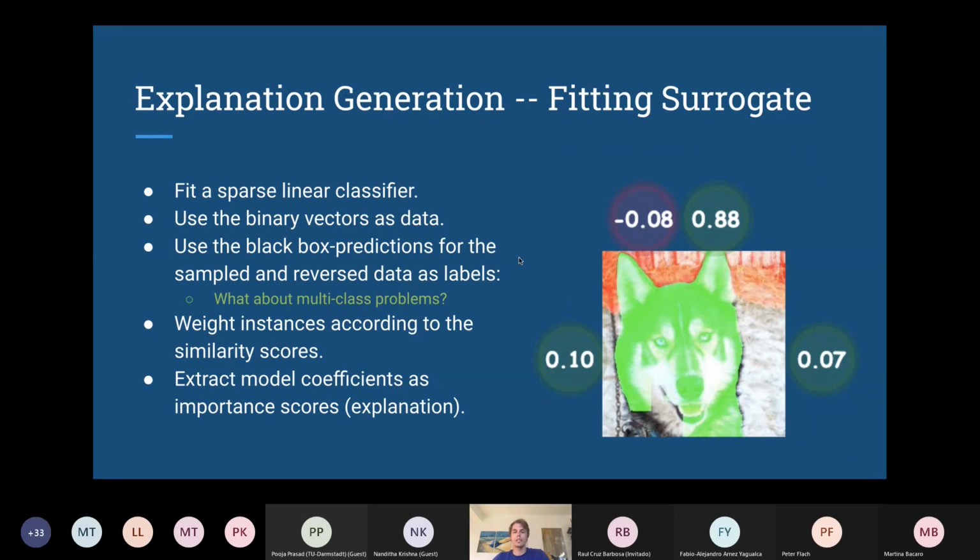So here for predicting husky, the face of the dog has 0.88, then the bottom left has 0.1, and 0.7 is the bottom right, and the top background has negative influence towards predicting husky.